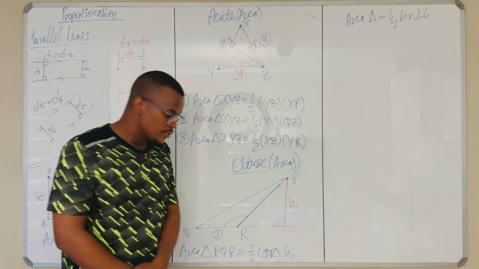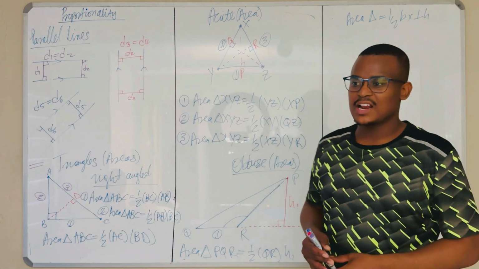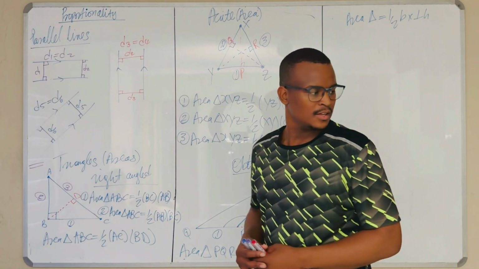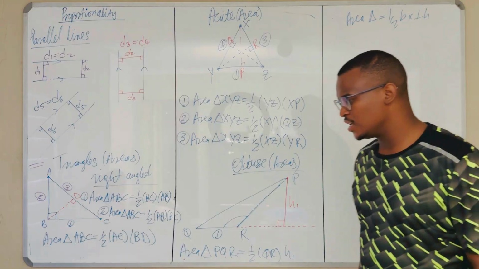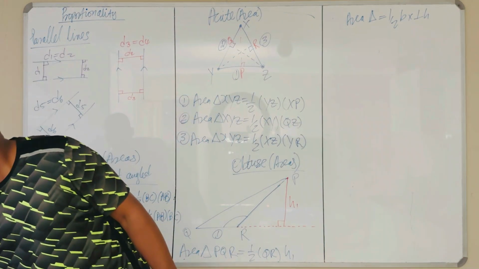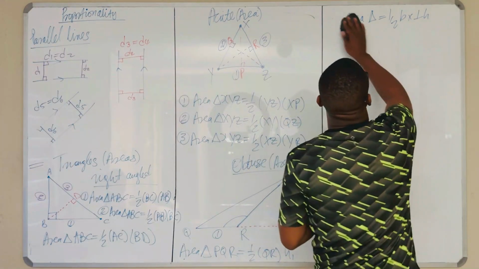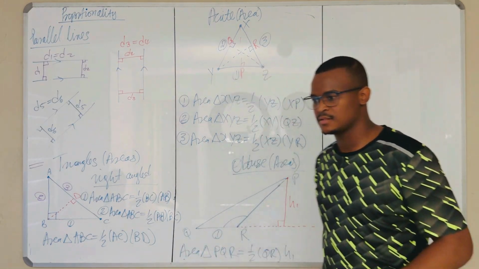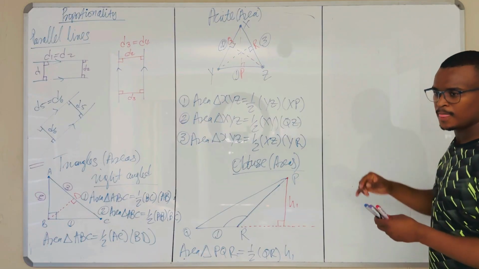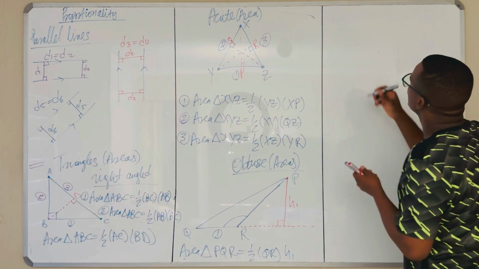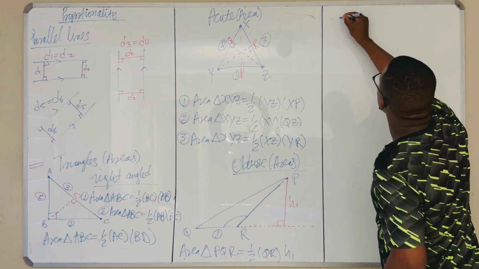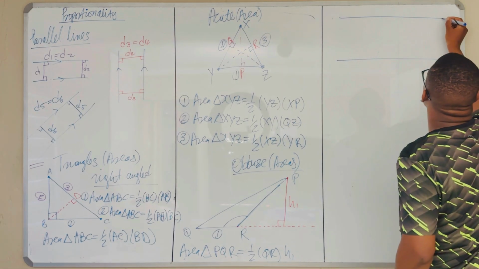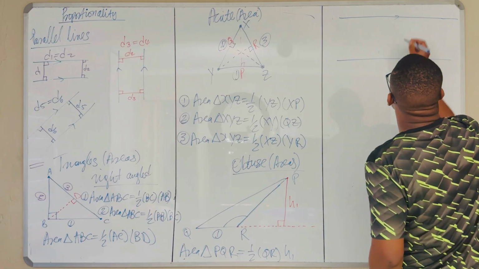Okay. So another thing that I want to talk about is areas. I want to talk about areas between parallel lines. I hope this does make sense. Do you understand it? Yes, I understand. Let's say you have two parallel lines, this line here and this line over here. Let's say these two lines are parallel.